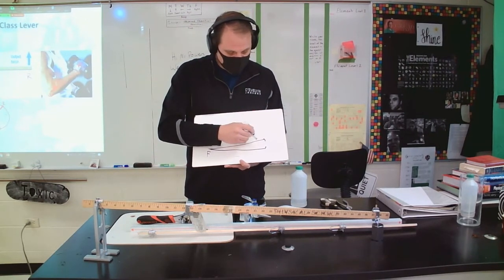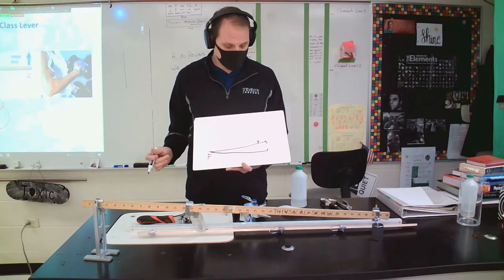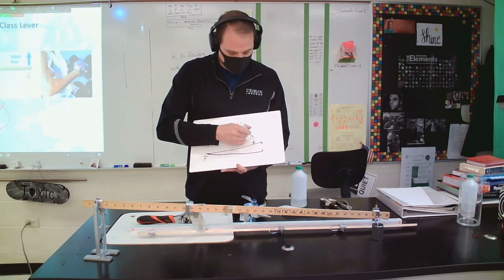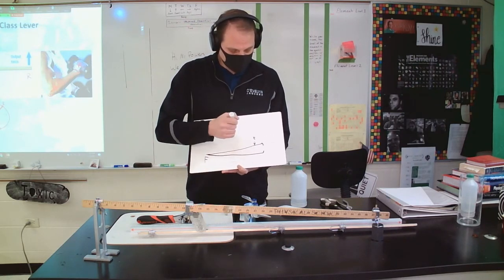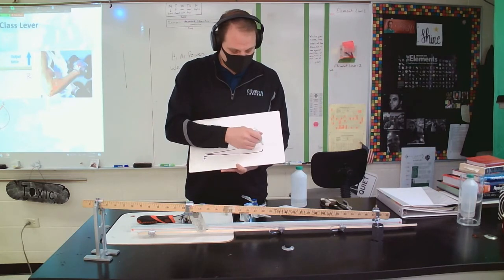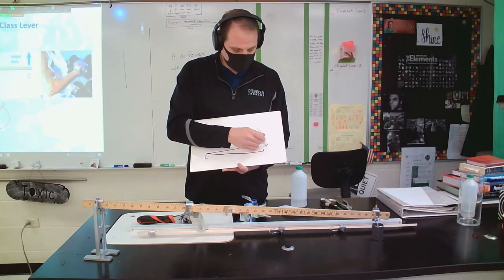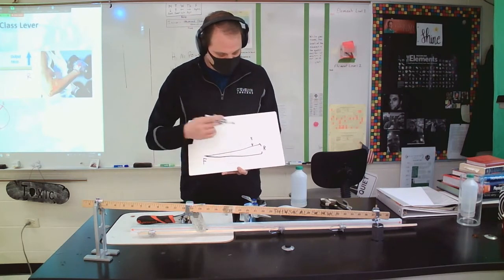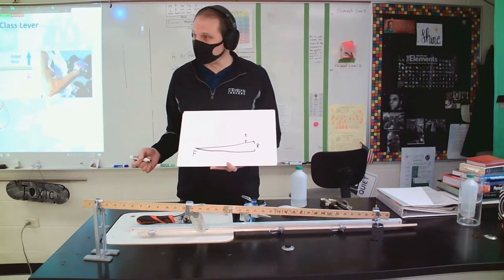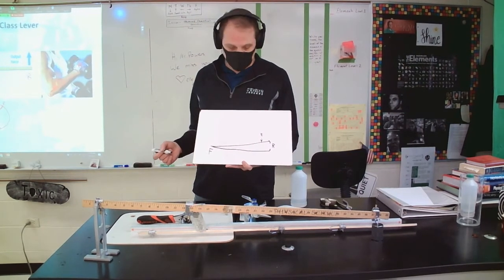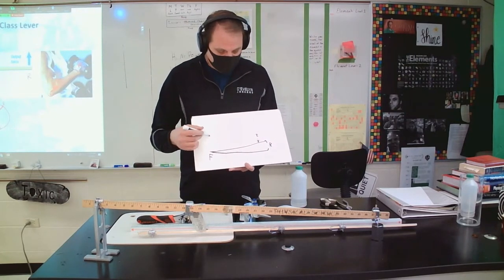And you've got something that has got to be pushing on it to make them close, right? And it's got to be there. So that's got to be your effort. And then there's got to be some resistance there, right? So your resistance has got to be there. And so if your effort's in the middle, that's a third class lever, isn't it? All right, so we have a third class lever right here.